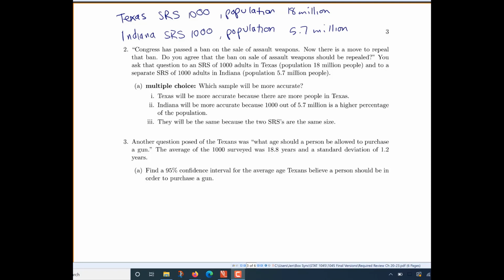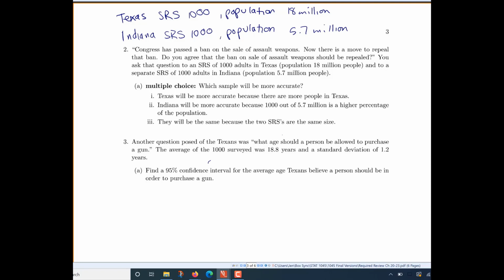So the question specifically is, which sample will be more accurate? Texas will be more accurate because there are more people in Texas. Indiana will be more accurate because 1,000 out of 5.7 million is a higher percentage. They would be the same because two simple random samples are the same size.